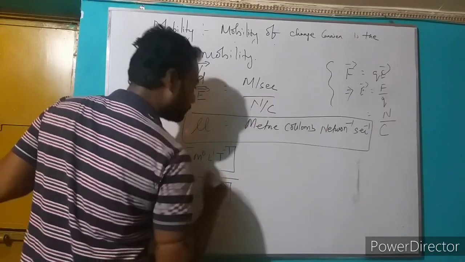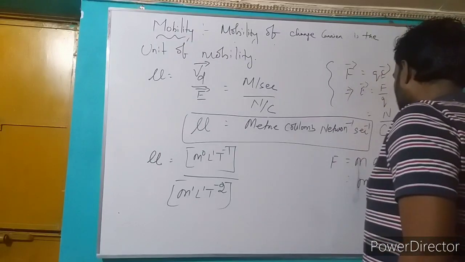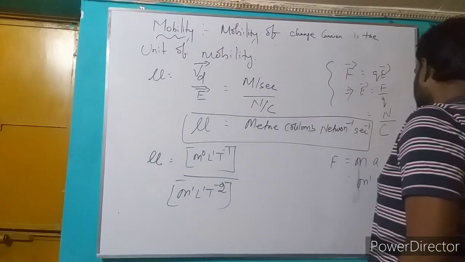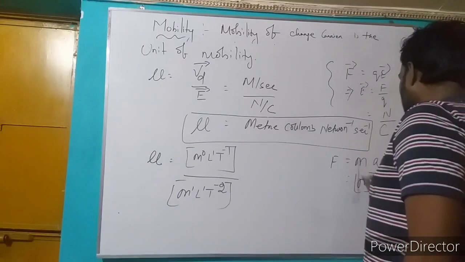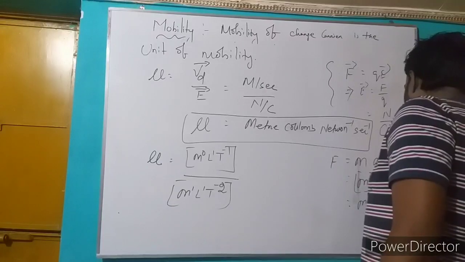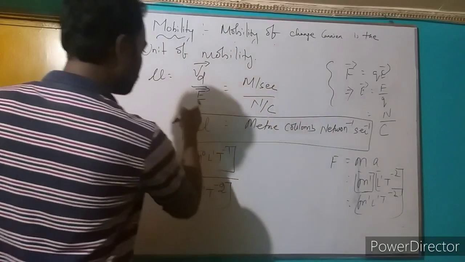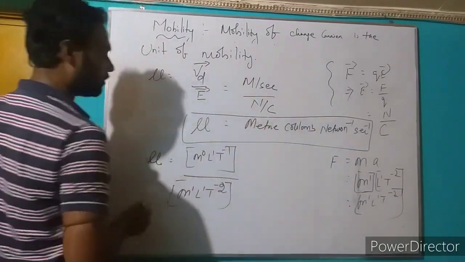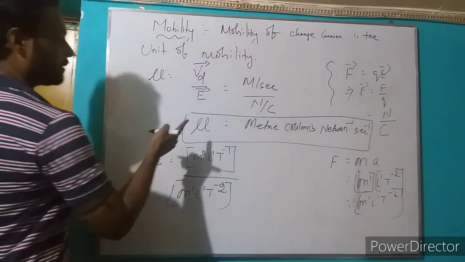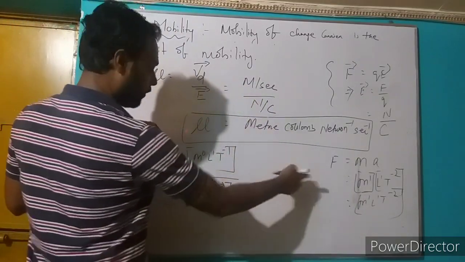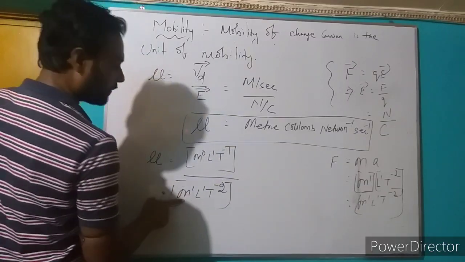How to calculate Newton? That means force equals mass into acceleration. Mass means M1, acceleration means L1 T minus 2. So M1 L1 T minus 2. So this is the dimensional formula of what? Force. That means Newton. Okay. And this is the formula of force. Clear?